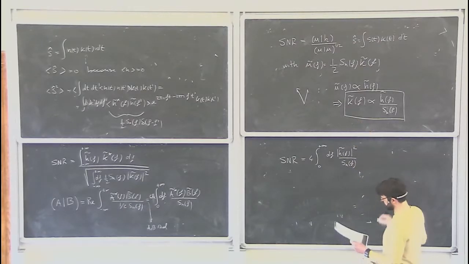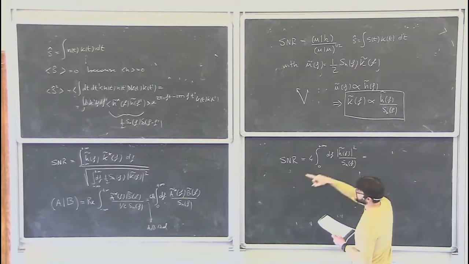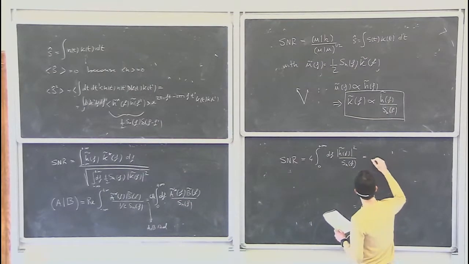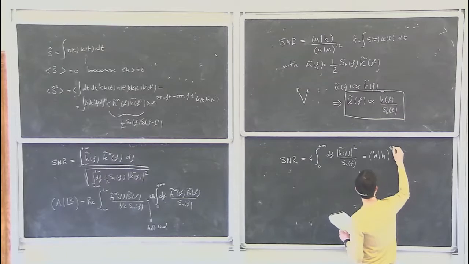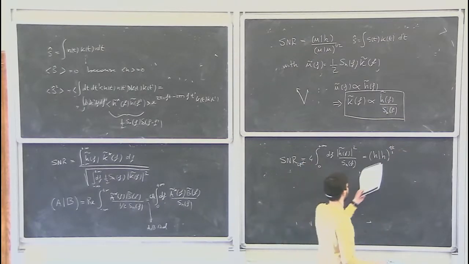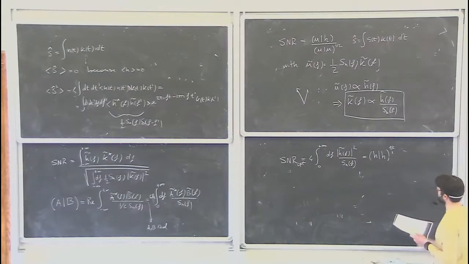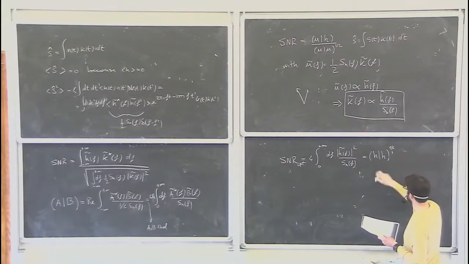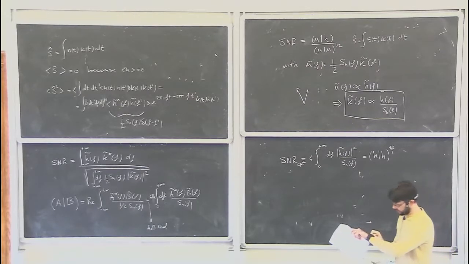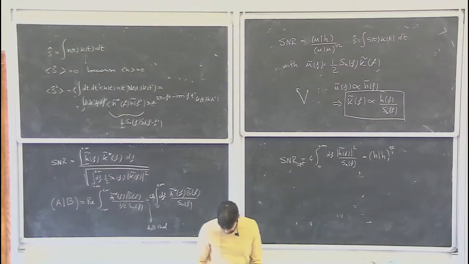So in fact, you can write this more simply using the inner product definition that we wrote there, as the norm of h. So using that inner product, the optimal signal-to-noise ratio, SNR optimal, will be given by 1/2 the norm of h. So this took much more than I anticipated.